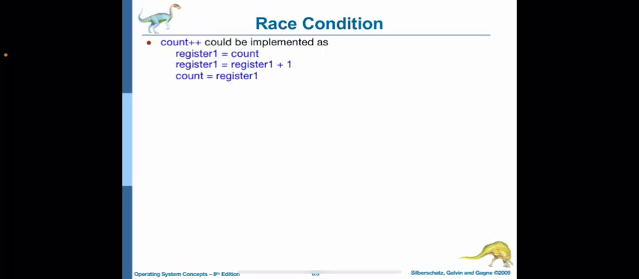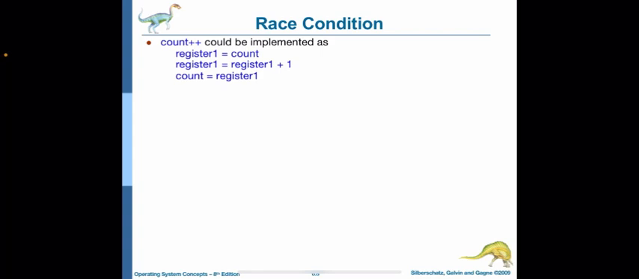So count plus plus by the producer and count minus minus by the consumer, right? These two operations act on the same variable count. That is a single variable shared by the consumer and producer. And there is a chance that both producer and consumer may execute those instructions simultaneously. Consumer may execute count minus minus at the same moment the producer may execute count plus plus.